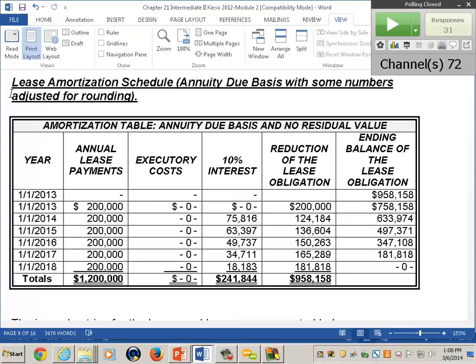Now, all of the other payments will be the same, except that from now on, if you look at the first payment here in 2014, every other payment except for the first has to split principal and interest, right? So when you collect 200, you're going to have a debit to cash for 200, a credit to the liability for 124,184, and a credit to the interest receivable.